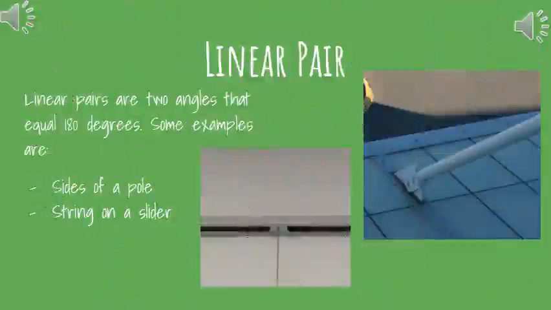Linear pairs are two angles that equal 180 degrees. Some examples are sides of a pole and string on a slider. Go to the next slide.